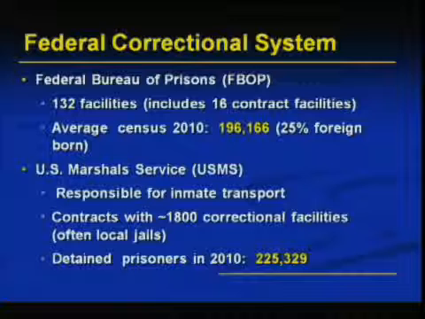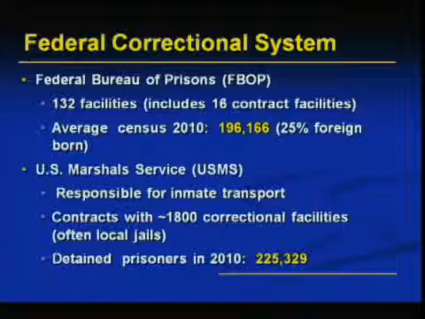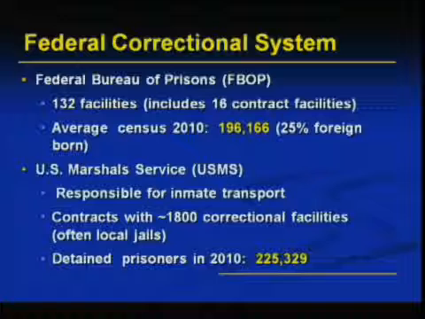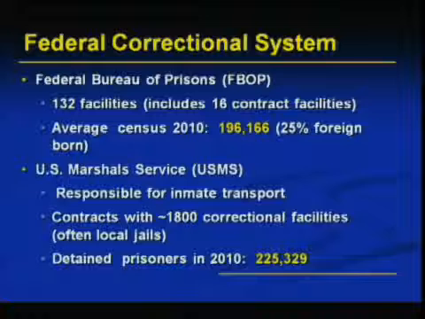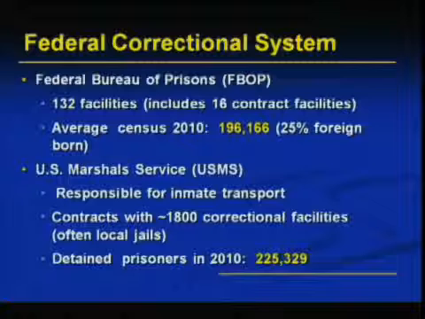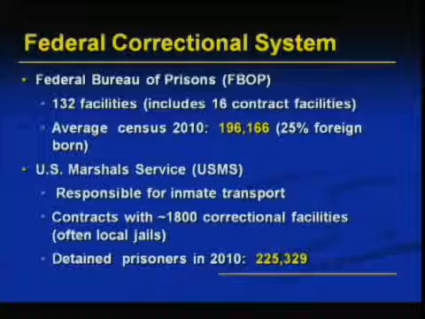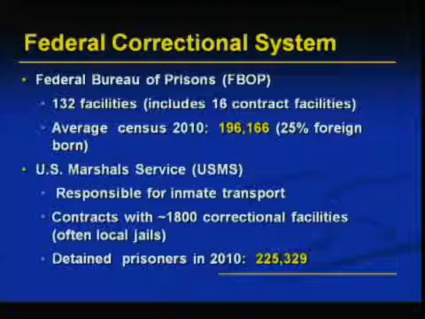25 to 26% are foreign-born, largely related to drug trafficking. We have some prisons where 99% of our inmates are from other countries. We have some prisons that over 100 countries are represented among our inmate population. But it's not just the Federal Bureau of Prisons facilities that house federal inmates. Our U.S. Marshals Service is responsible for transporting inmates, detainees primarily, throughout the United States, and they contract with 1,800 correctional facilities, usually local jails. They're all over the United States in the communities represented by our audience today.